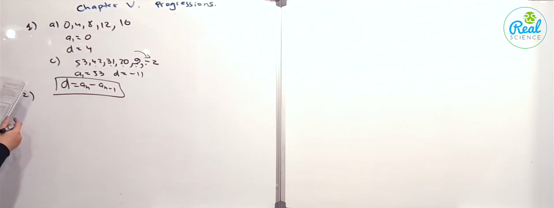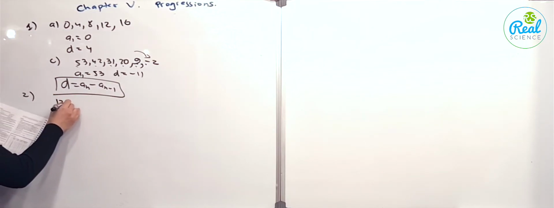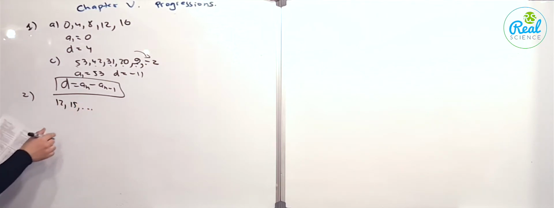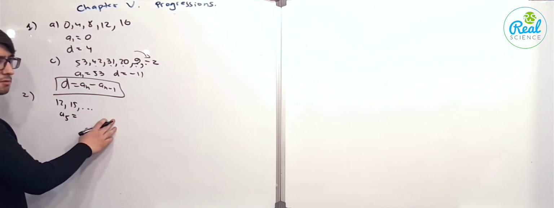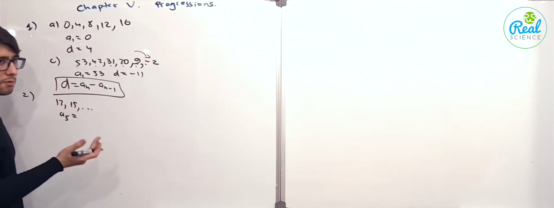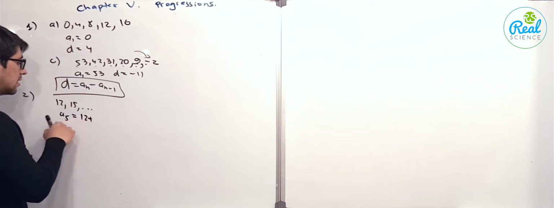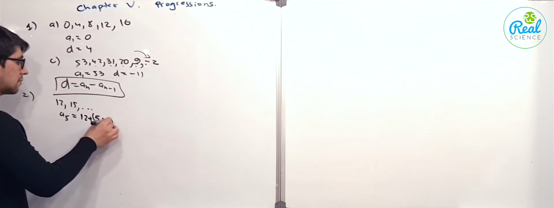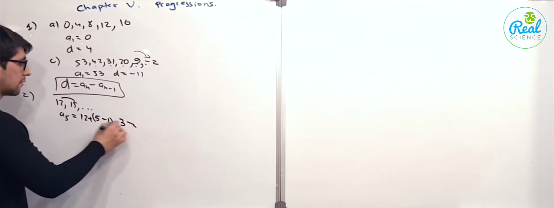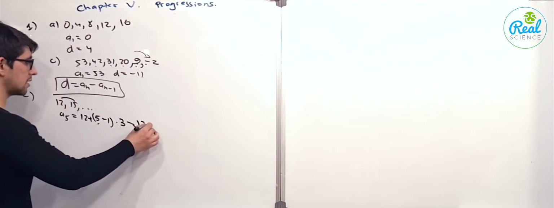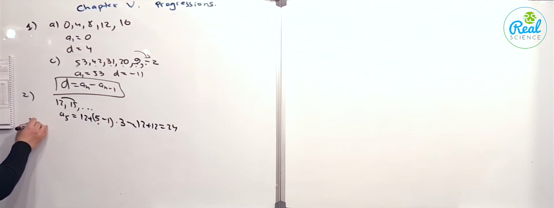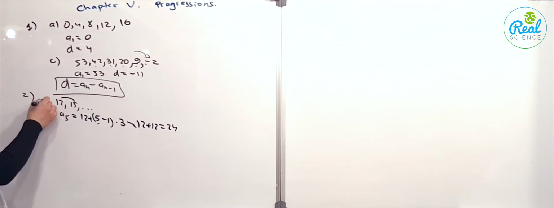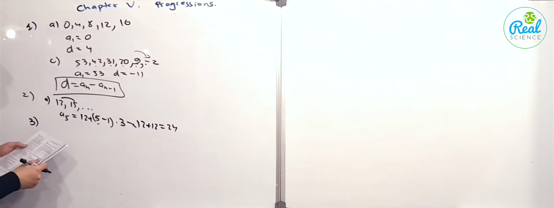Let's turn to the second one. In an arithmetic progression 12, 15, etc., find the fifth term, A5. If you continue, you can guess the number, but let's use the formula: A1 plus (n minus 1), 5 minus 1, multiplied by the difference. Your difference is 3. 4 multiplied by 3 is 12. Plus 12, you get 24. So this was A part, you will do B part at home.